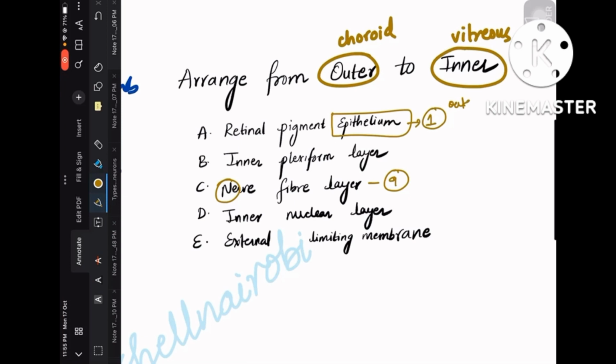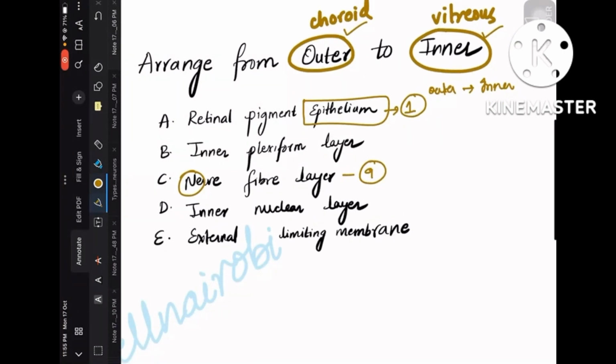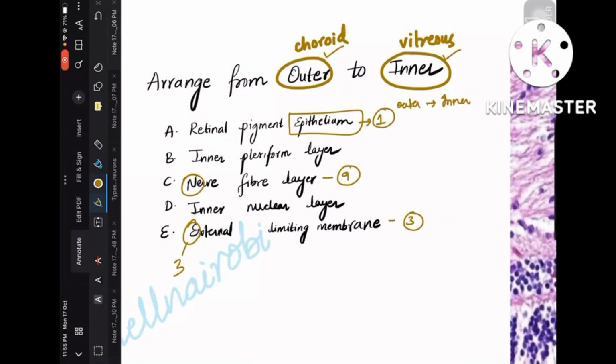I'm labeling it in outer to inner direction only, and the question is also asked from outer to inner only. Always remember from outer to inner. According to the question, change the numbers. So now here epithelium is 1, nerve fiber is 9, and external limiting membrane is 3, right? So this is 3.